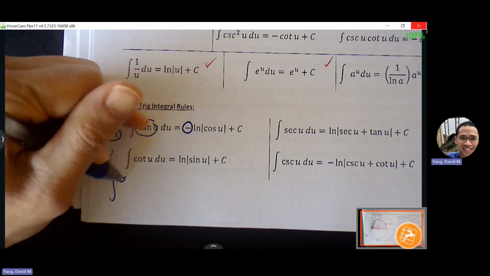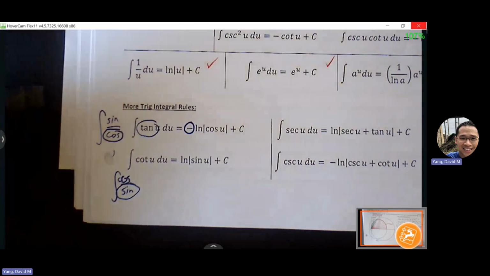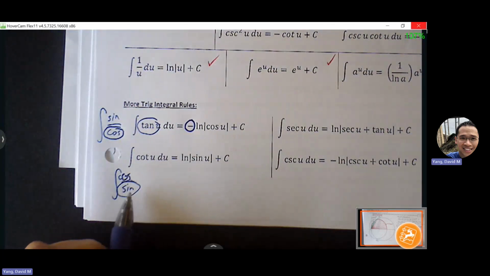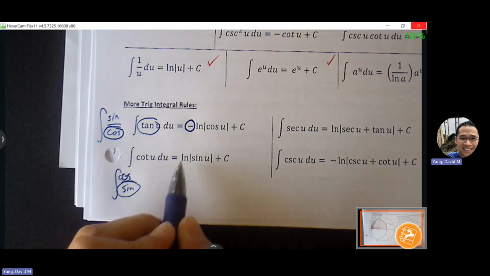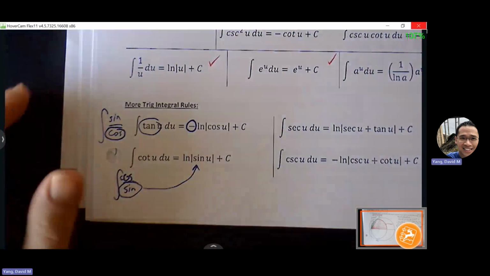Yeah, cosine over sine. And if I let the u value be sine, sine's derivative is a positive cosine, so that cancels out. I'm left with 1 over u du, and because sine's derivative is a positive cosine, I don't have any negatives left over. It's just going to be natural log of sine.